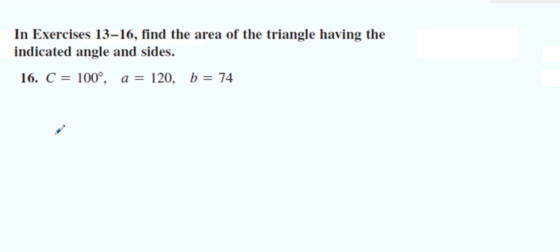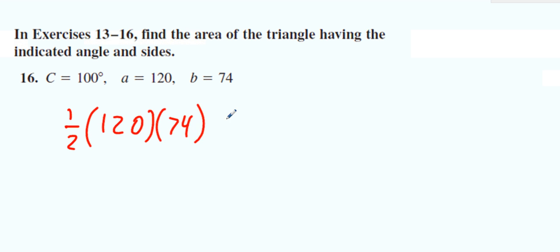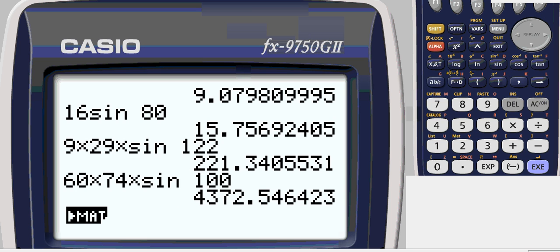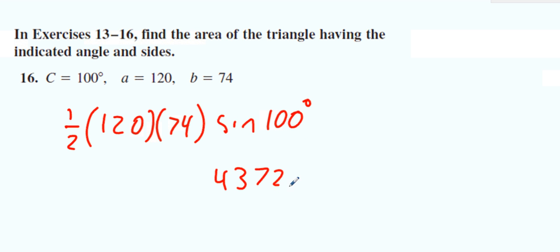Same thing one more time. The angle is not matching up with any of the sides, so that's good. Means this works. So 60 times 74 times sine 100. 4372.546 units squared.